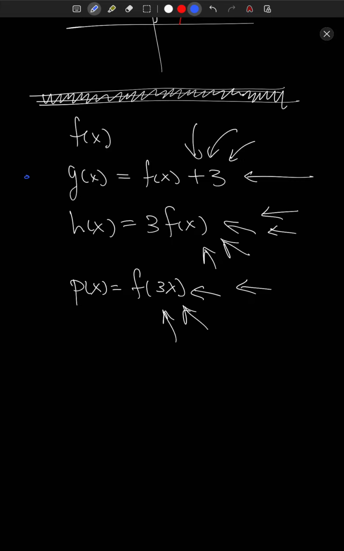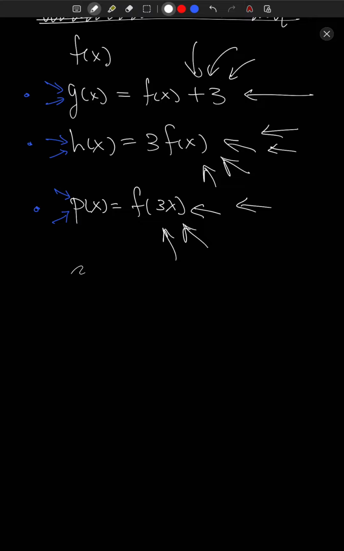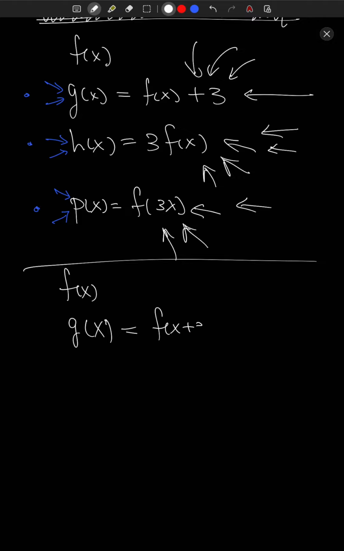So we will be talking about how the graph behaves as we change the function. In other words, how g of x behaves, how h of x behaves, how p of x behaves. All right, before we do that, let me put this in words. So I have f of x, and I have g of x. Let's go back to our core example, g of x equals f of x plus 3.